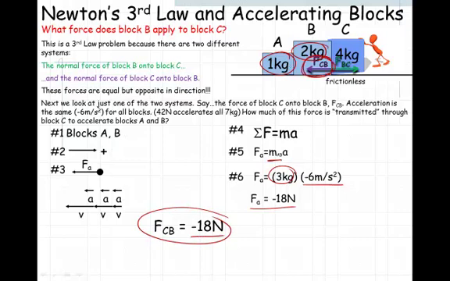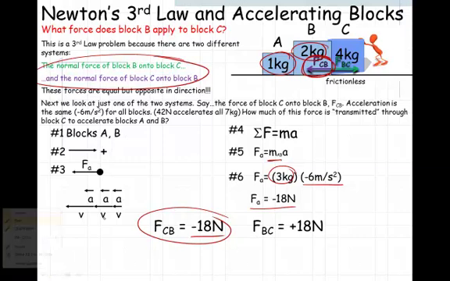But we decided earlier that the normal force of B onto C is the same as the normal force of C onto B. So this is a Newton's third law problem, and from that we find that the force of B onto C is a positive 18 newtons.